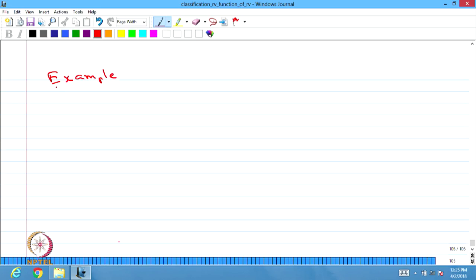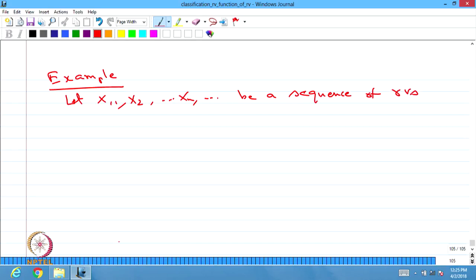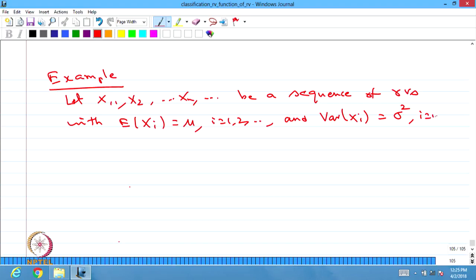We can go for an example to explain this mode of convergence also. Let X1, X2, Xn and so on be a sequence of random variables with identical mean mu, and the variance of each random variable, that is sigma square, exists. Both exist, and are denoted by mu for the mean and sigma square for the variance.